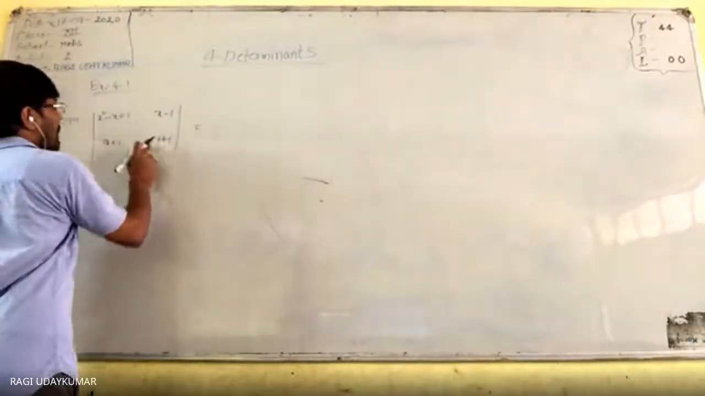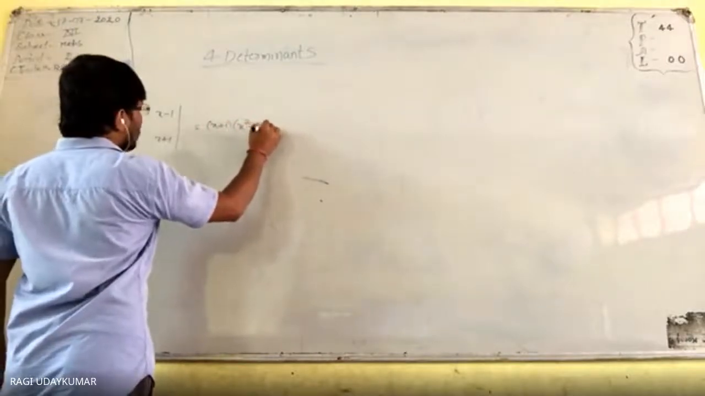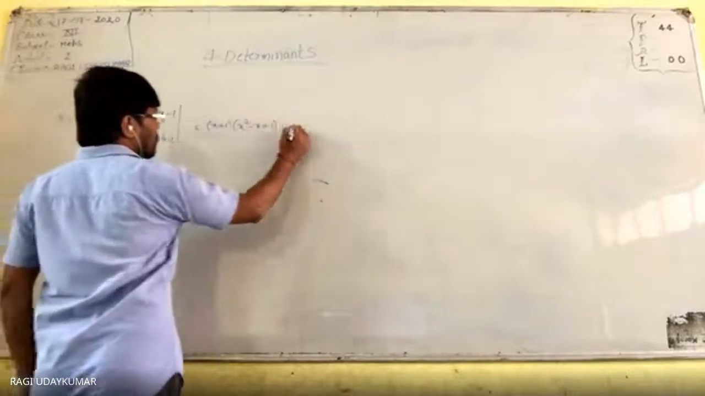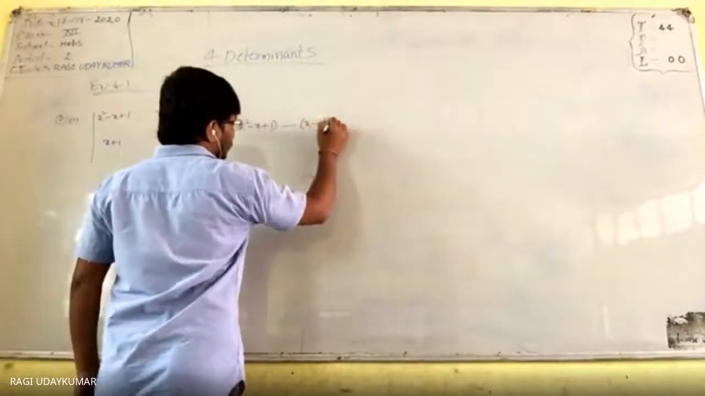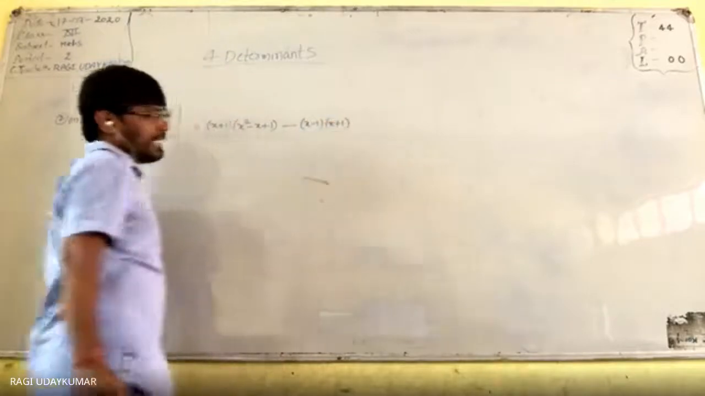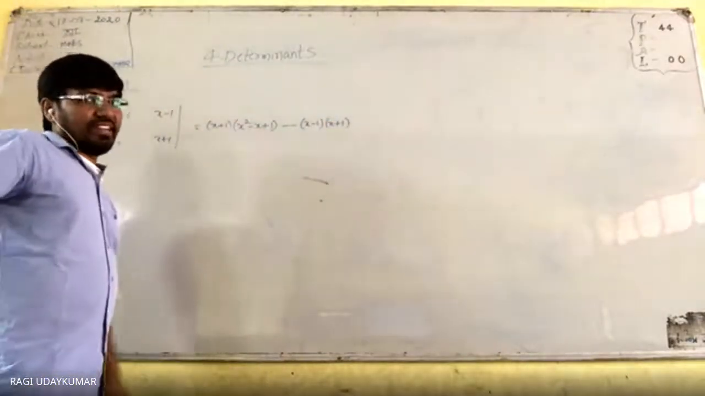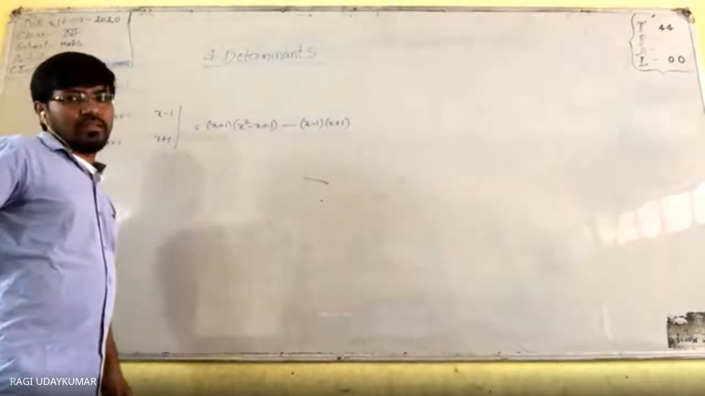These two you have to multiply. X plus 1 into x square minus x plus 1. Next, minus x minus 1 into x plus 1. X minus 1 into x plus 1. So what is this form you can identify? Can you identify? What is the form of this one?